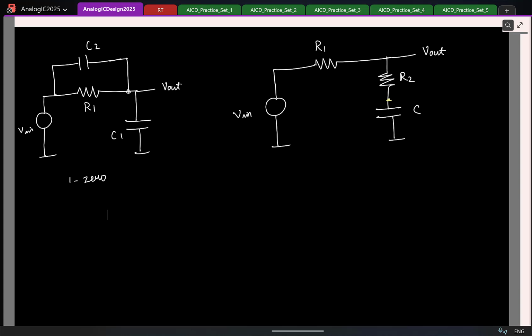Right. So similarly, let's take this. Let us say I define this as my output. I short this capacitor to 0. What happens to the output? Non-zero. So which means I have 1 0.